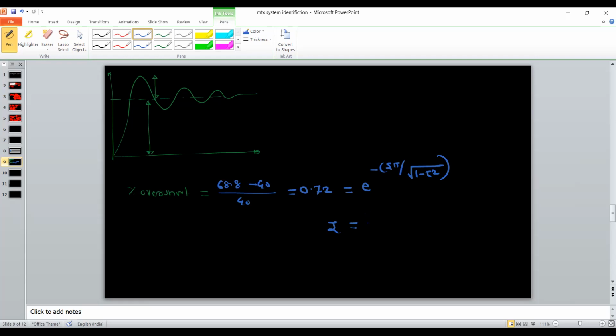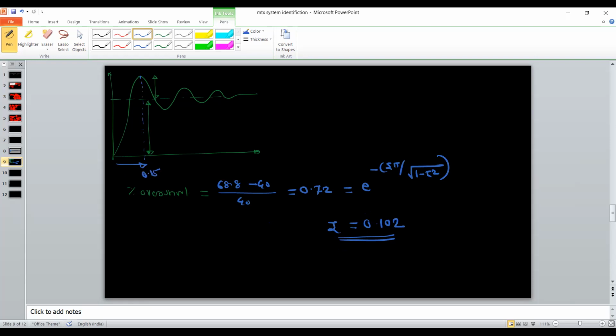So zeta is equal to 0.102. Okay. So we have got the damping factor for this system. Now we have to find out the omega n value. So for the omega n, we need the peak time. So time corresponding to peak displacement. So this time is 0.15.